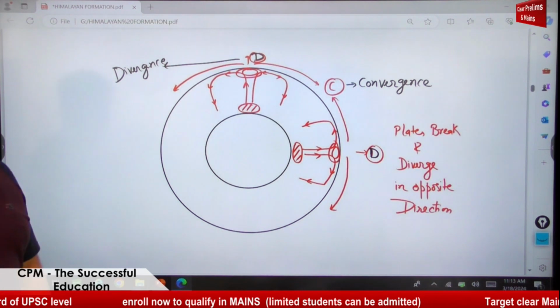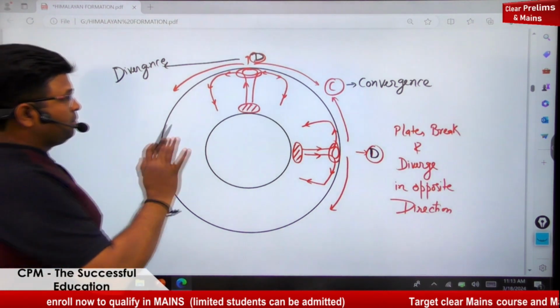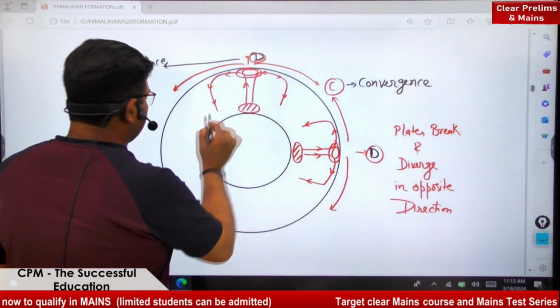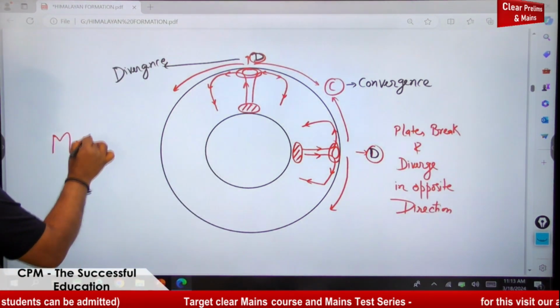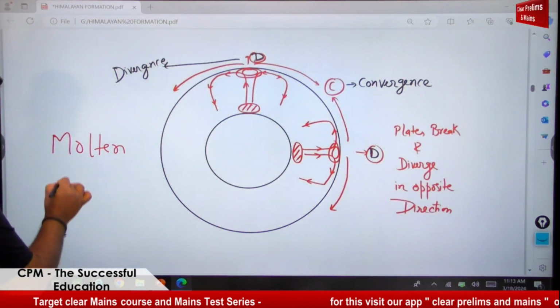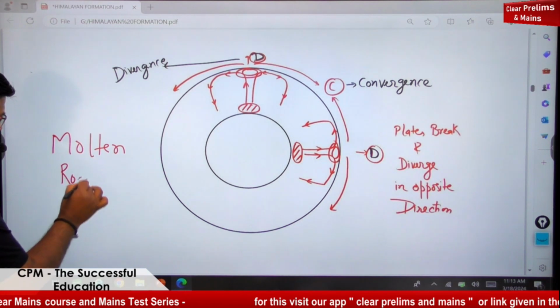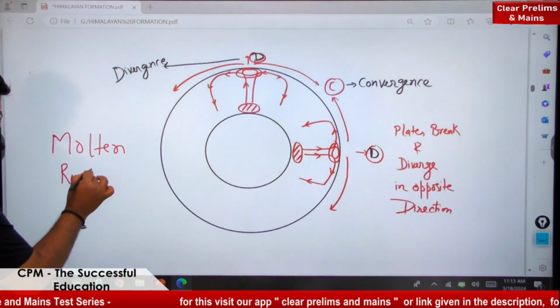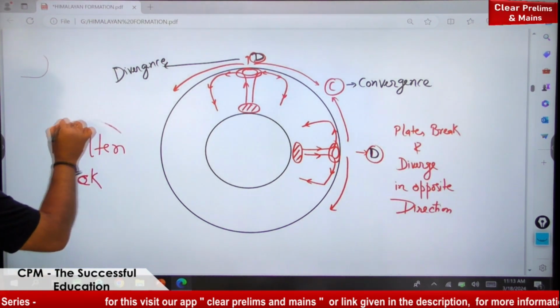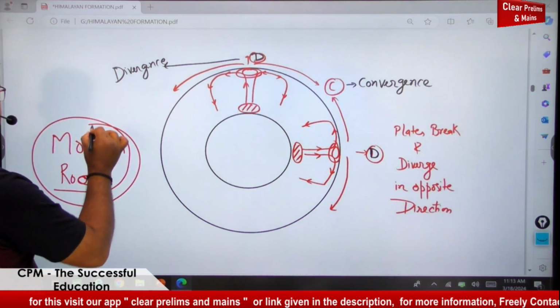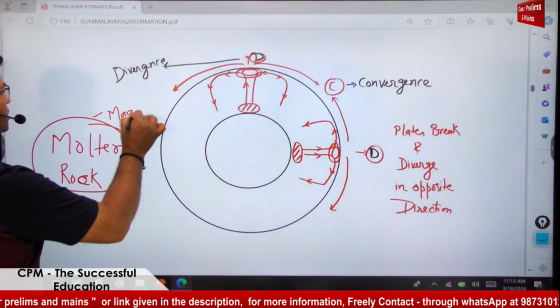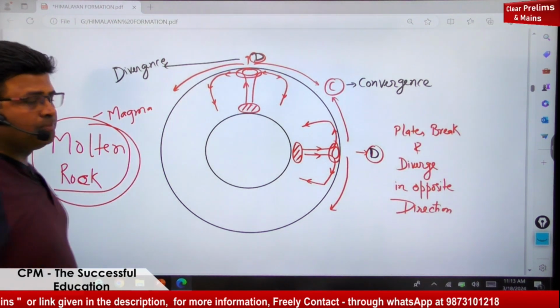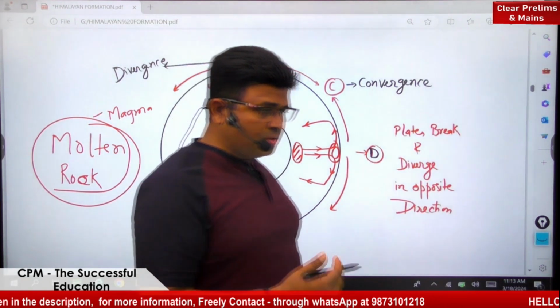Now we'll have to see what is happening inside the mantle. I said inside the mantle there is molten rock, and this molten rock is known as magma. Is it okay? This molten rock is known as magma.